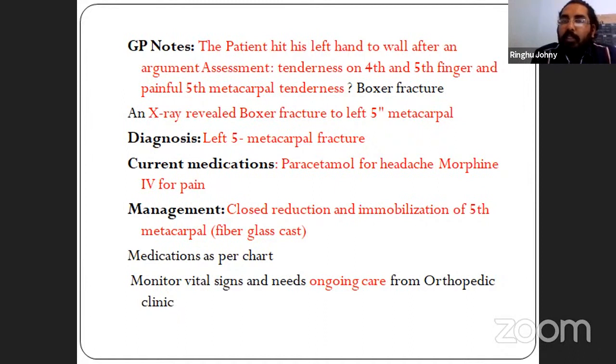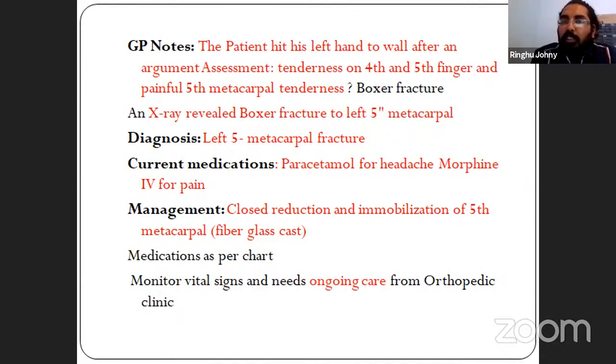But remember again, we already wrote the diagnosis in the introduction, so we don't have to repeat the same data. We didn't write about the boxer fracture there, so we can write, his X-ray revealed the boxer fracture which confirmed his diagnosis. So three sentences now already. First one is the presenting complaint, second one is the assessment, fourth and fifth finger, third one is the X-ray and the diagnosis. So four things are completed.